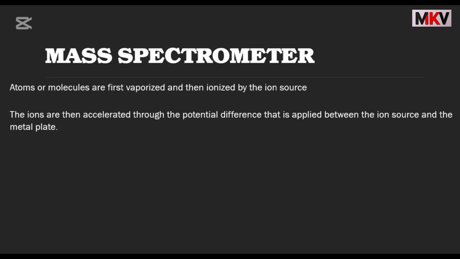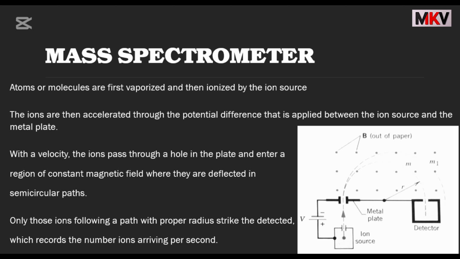So atoms or molecules are vaporized and then ionized by the ion source, and the ions are then accelerated through the potential difference that is applied between the ion source and the metal plate. From the diagram, the atoms or molecules are placed here, and they are vaporized and ionized. After the ionization, they are accelerated through this metal slit by this potential difference into the magnetic field.